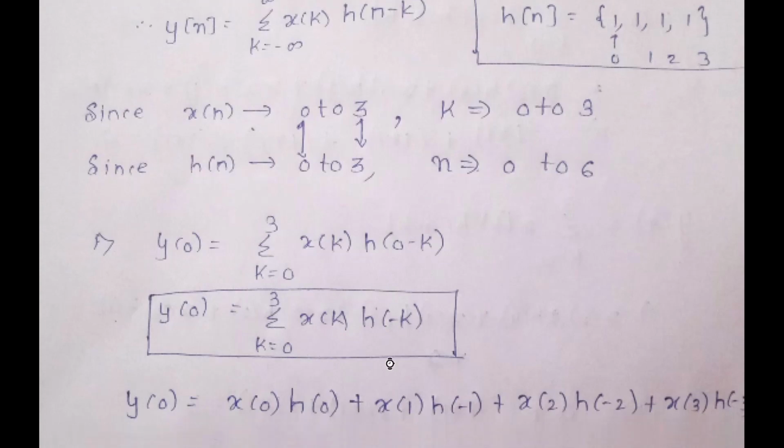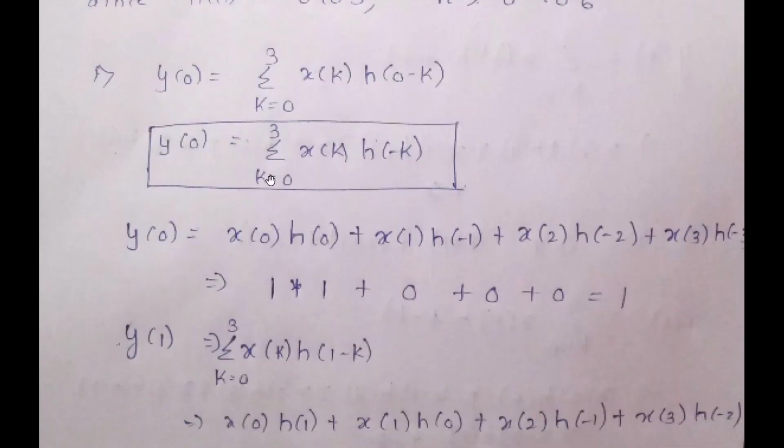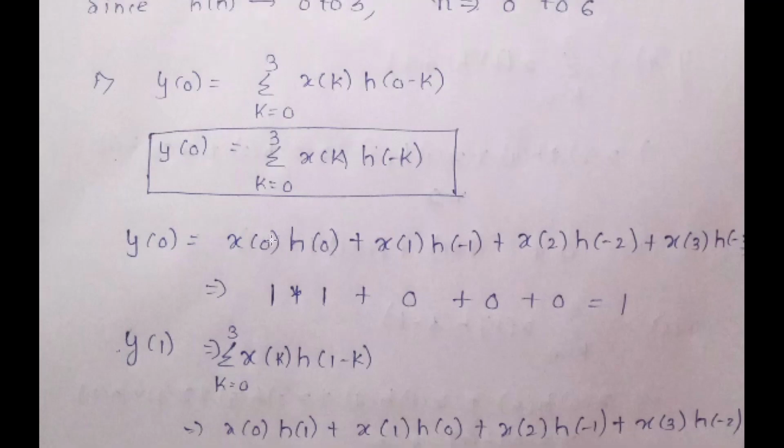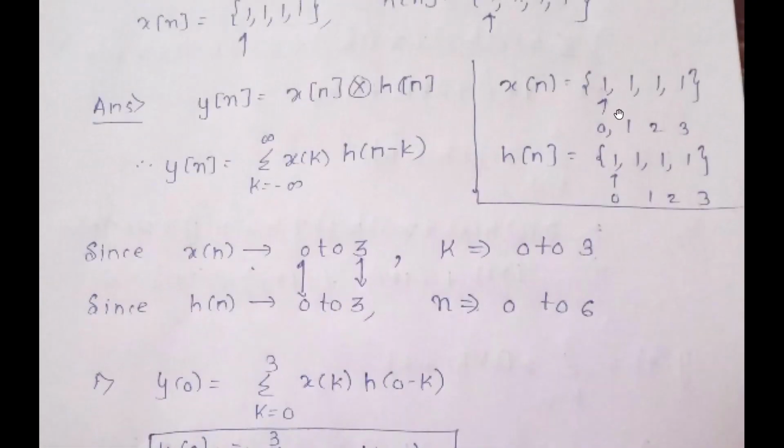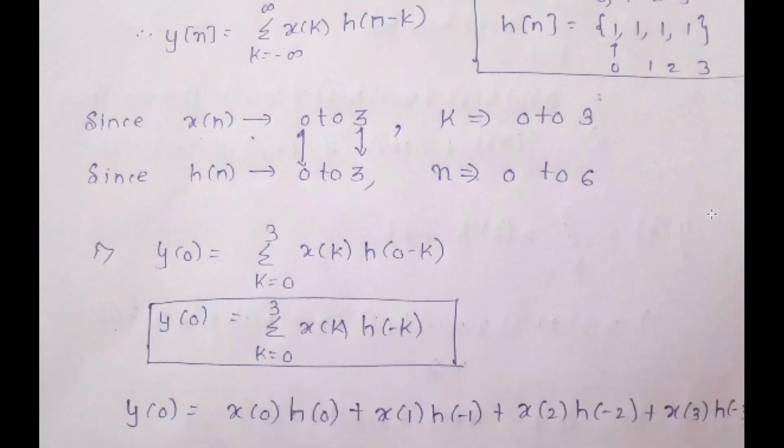So what you need to do is start putting the value of k one after the other. That is, y of 0 is equal to x of 0 into h of minus 0, which is h of 0 only, plus x of 1 into h of minus 1, plus x of 2 into h of minus 2, and x of 3 into h of minus 3. So simply do it this way. All the values are given over here. The x value starts from 0 to 3, and the h value starts from 0 to 3. So just substitute the values.